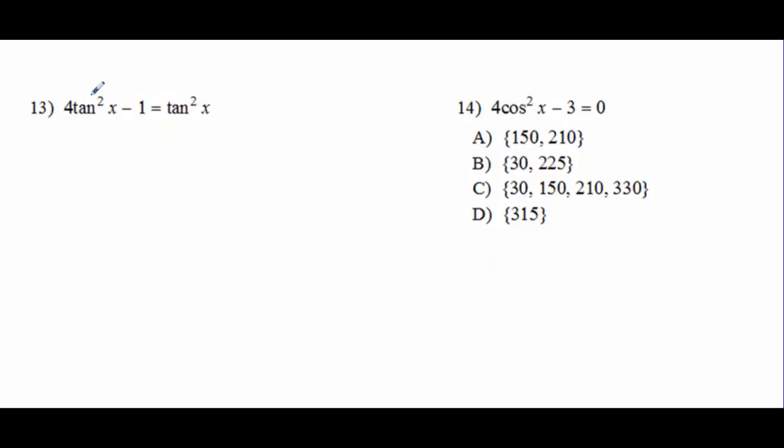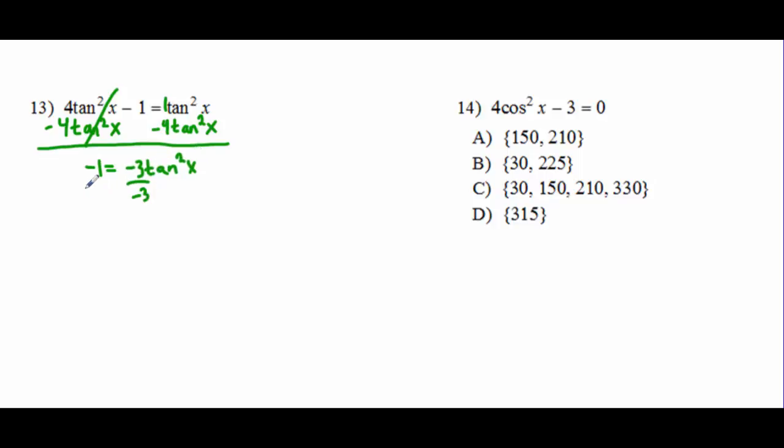On 13, I have more than one tangent squared x, and so I need to start off by getting them on the same side. You can either subtract the tangent squared x over to the left or subtract the 4 tangent squared x over to the right. It is technically faster to subtract 4 tangent squared x over to the right, because if you do it the other way, you'll have to add 1, and this way we don't have to add 1. So this is -1 equals 1 tangent squared x minus 4 tangent squared x, which is -3 tangent squared x. And then I'm going to divide both sides by -3, which gives me positive 1/3 equals tangent squared x.